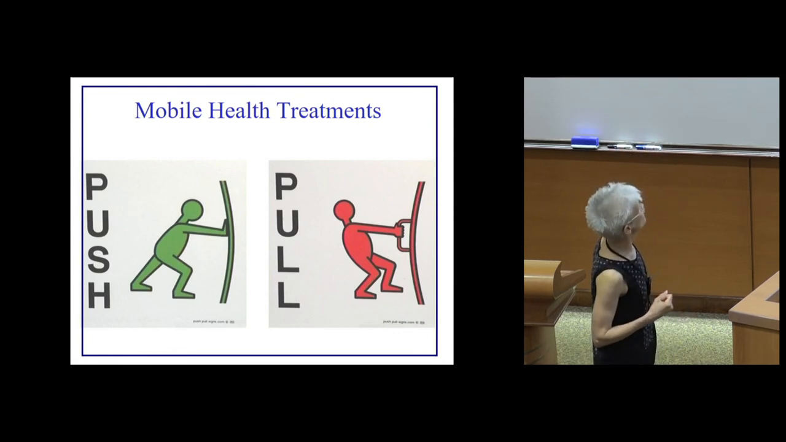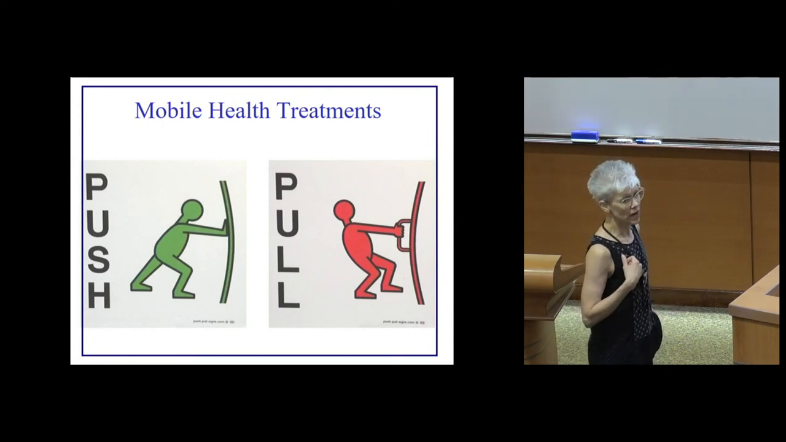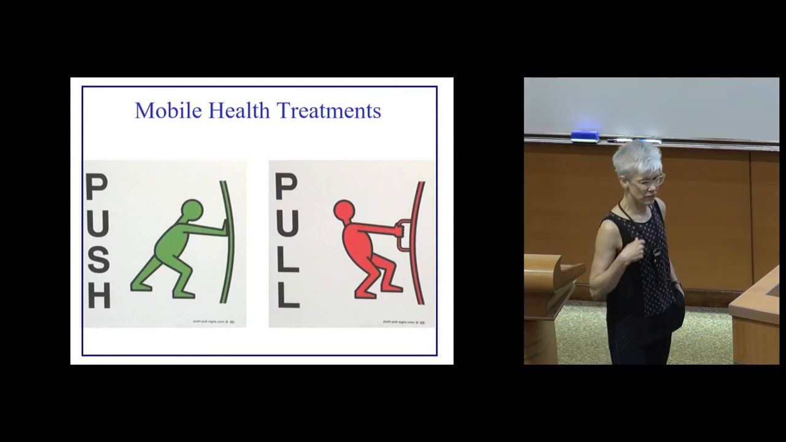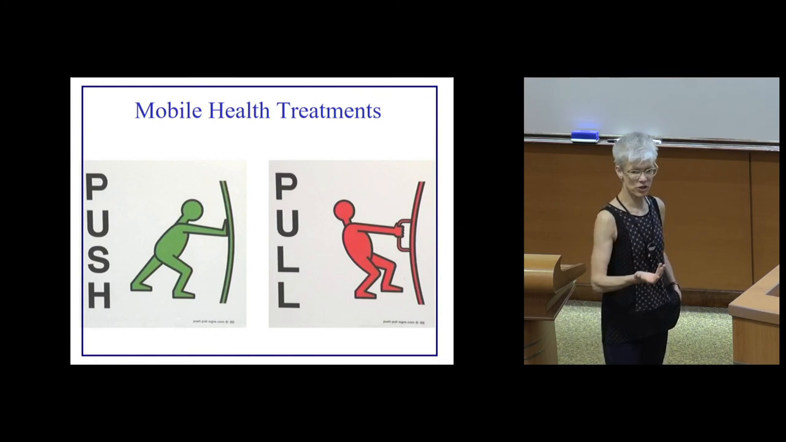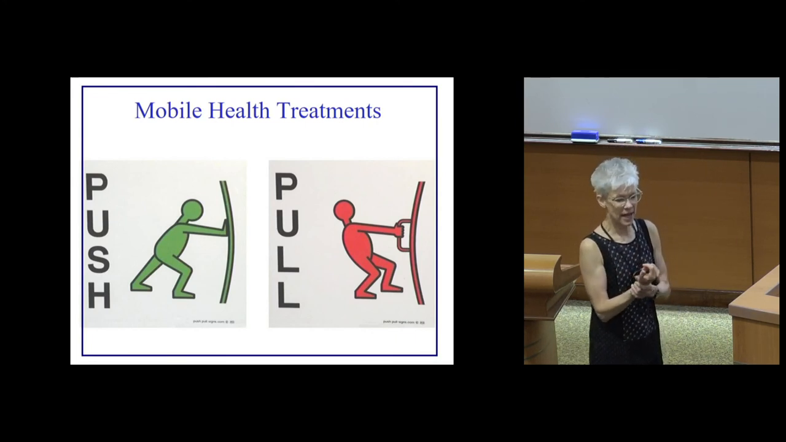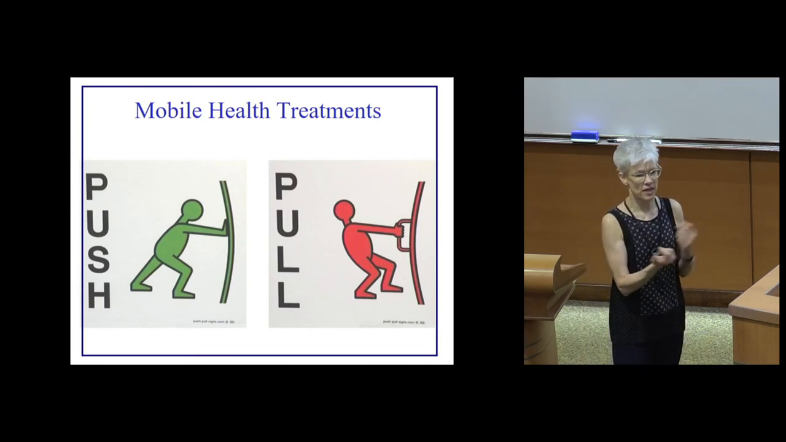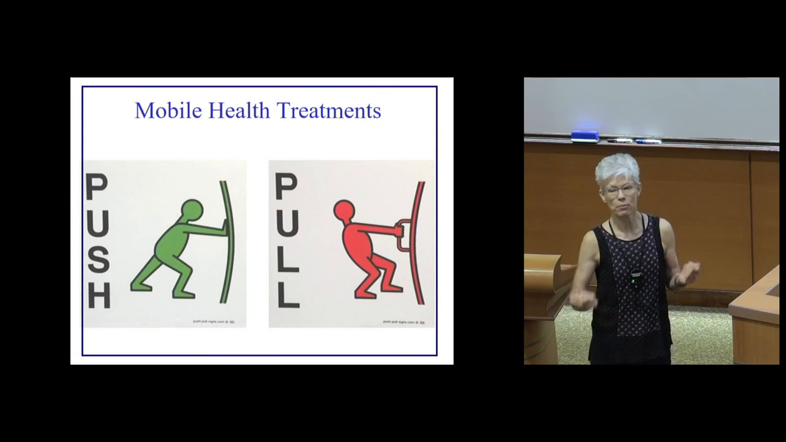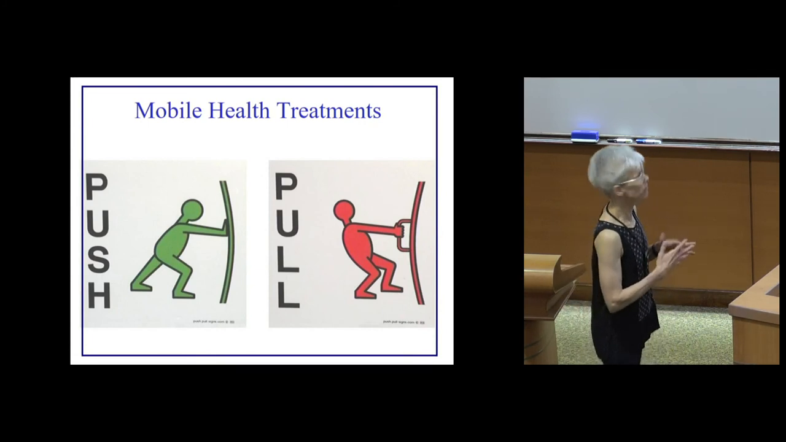The other type of intervention that you have in mobile health is a push, and this is where the phone or the wearable, either one, in some way interrupts the user and attempts to provide support. So the wearable might vibrate and you might see a little message that suggests that you might want to get up and move your arm. So that would be a disrupting sedentary behavior kind of message.